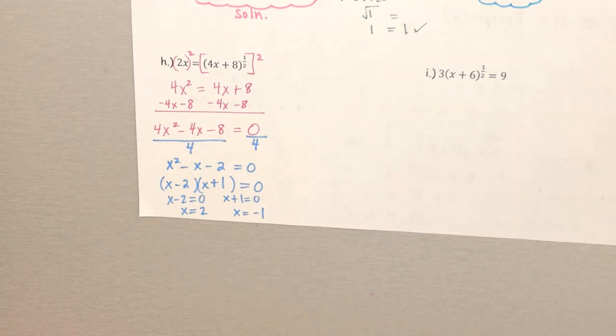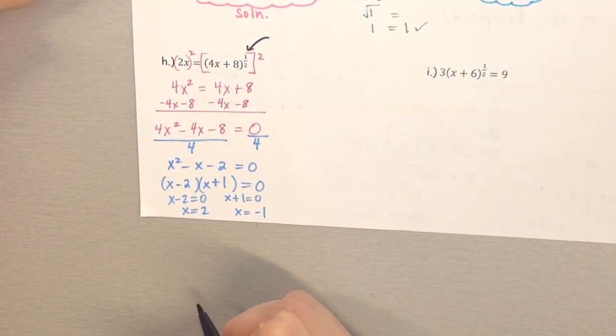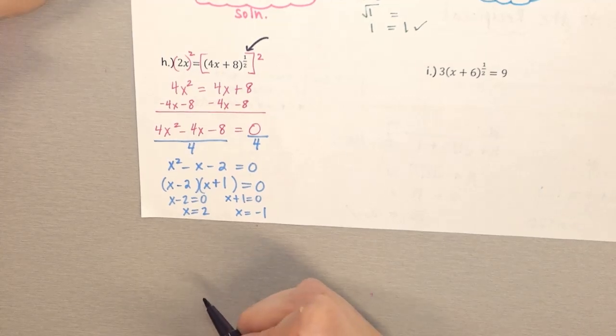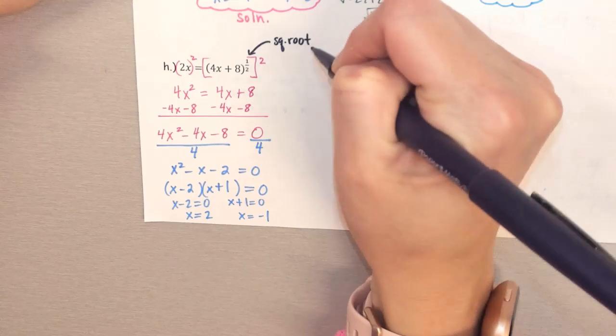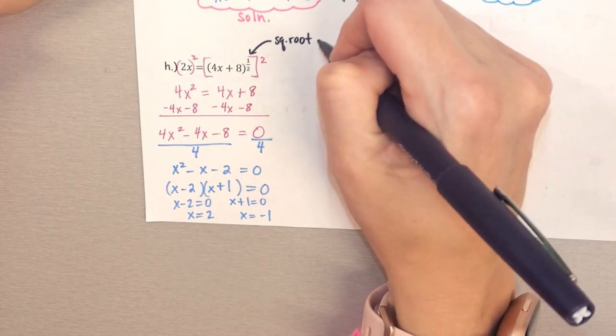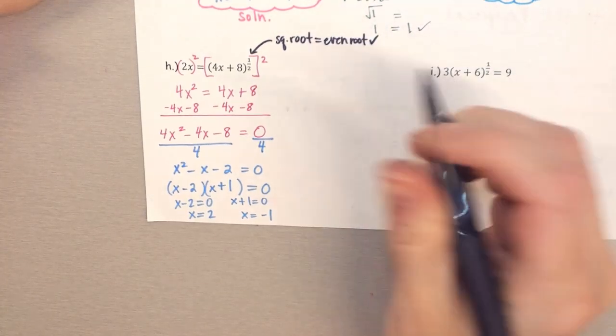Okay, and then do we have to check this one? So this is 1/2. 1/2 is the same thing as what? Yeah, so this is the same thing as the square root. Okay, so yep, we're going to have to check it. Okay, so even root, you got to check.